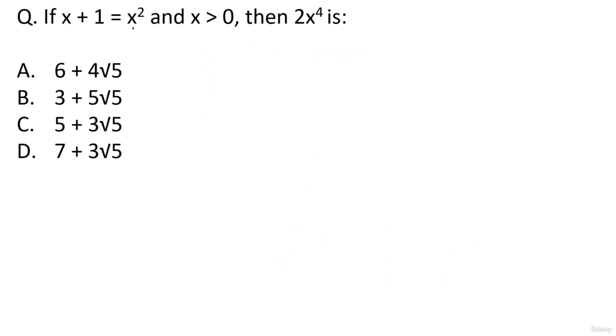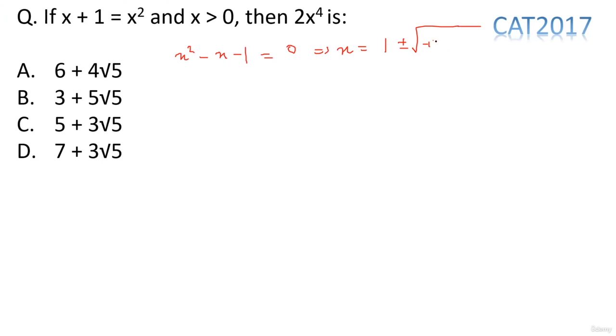Given that x plus 1 is equal to x square and x is greater than 0, then 2x raised to 4 is, okay, this is a CAT 17 question, guys. Let's see how very easily we can apply the quadratic formula once and just square it twice to get the answer. We have been given x square is equal to x plus 1. We write this as x square minus x minus 1 as 0. Applying the quadratic formula, you find the value of x as 1 plus minus root of minus 1 square minus 4a into minus 1, upon 2.